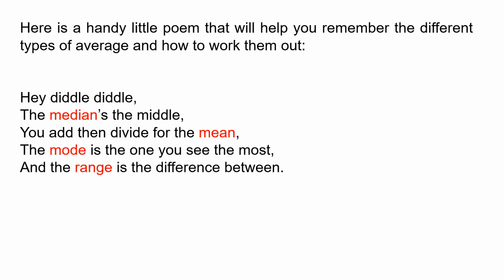It's a handy little poem. It not only tells you which is which, but it kind of tells you how to do them as well. So the one we've been doing just in this tutorial, the median, it's the middle number. You add and divide to find a mean. That's covered in a different video. The mode is the number you see the most. Again, that's covered in a different video. And the range is the difference between. Actually, the difference between the highest number and the lowest number in a set of numbers. And again, there's another video on that if you want to check it out.